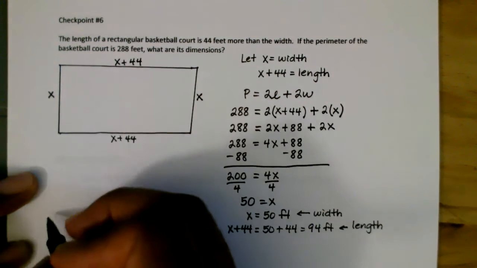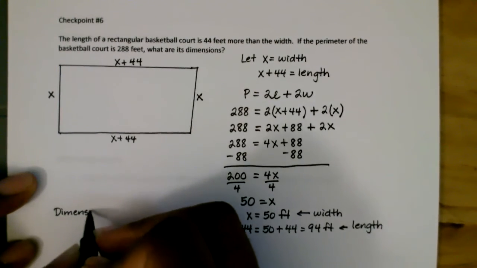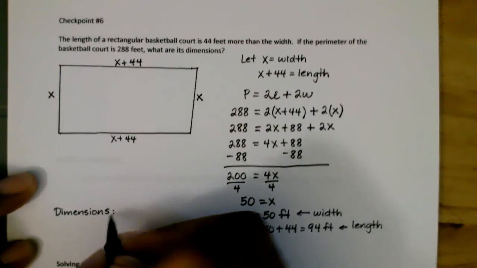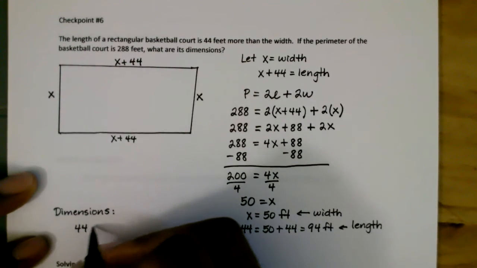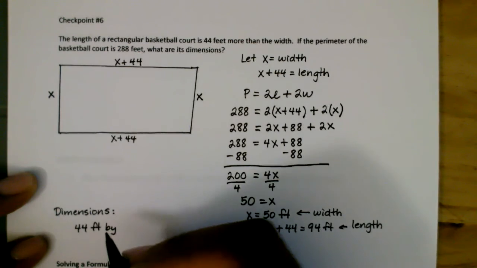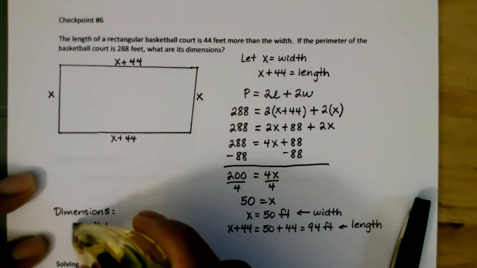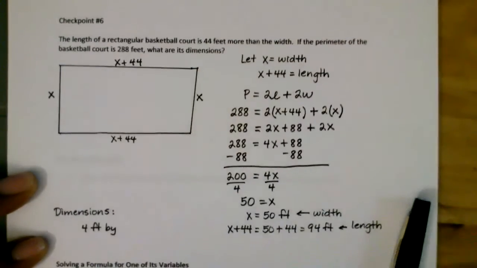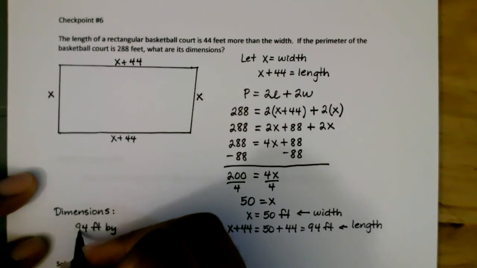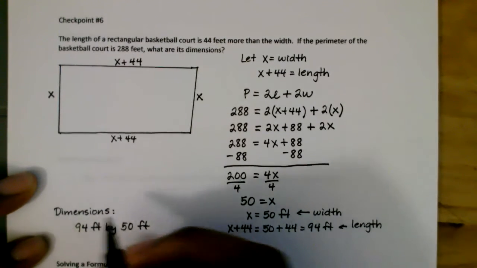Okay. So now our dimensions of this basketball court are 94 feet by the width, which is 50 feet. Because our length is 94 feet. So that's 94 feet by 50 feet.